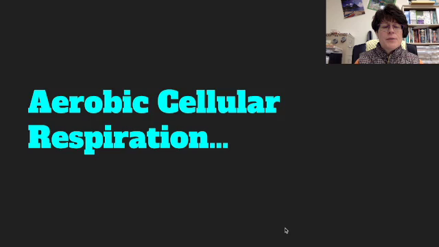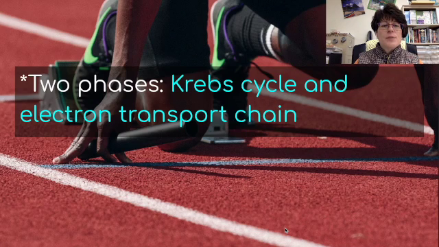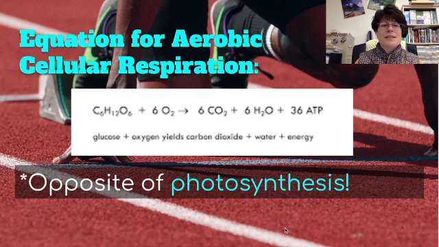Now, aerobic cellular respiration takes place in the mitochondria of eukaryotic cells. If it's a prokaryotic cell, everything will take place in the cytoplasm because the mitochondria are membrane-bound organelles. It has two phases, the Krebs cycle and the electron transport cycle. I'm not going to get into them in this video. If you're interested in this, you can take a look at your book and it goes into more detail about this. And it has a net output of 36 ATP molecules. That is a lot of charged ATP molecules. Okay, so net output of 36.